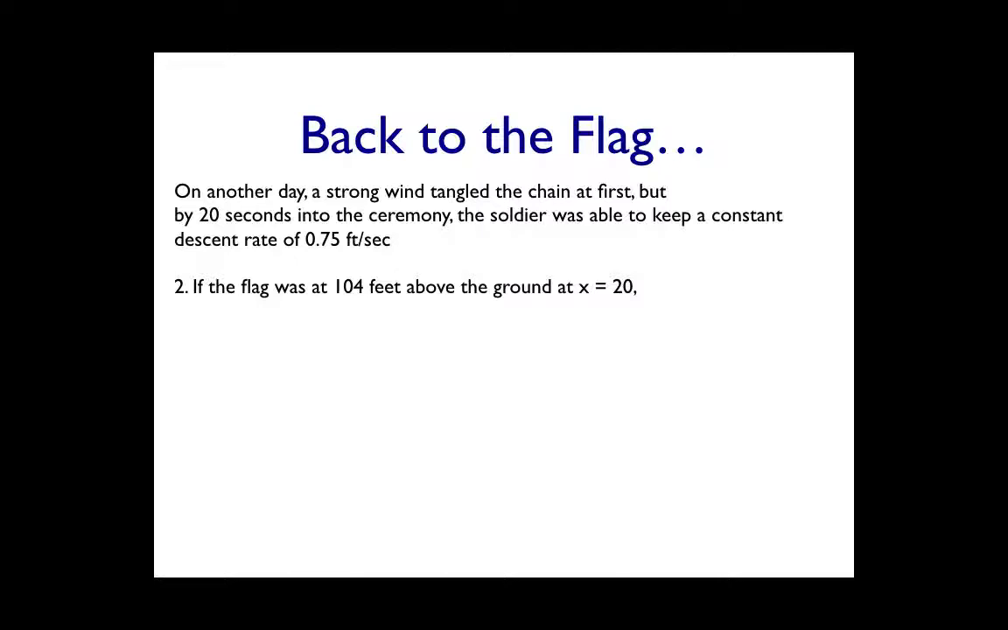If the flag was at 104 feet above the ground at time 20, figure out how much it would descend in the next 3.72 seconds. Is that any different from the part A question on the previous slide? No. It doesn't matter what height it is or what time it is. If we're talking about how far the flag would descend during 3.72 seconds, if it's descending at a constant rate, it's the same amount. It's that 3.72 times 0.75 downward, or negative 0.75 times 3.72, is that dy value, right?